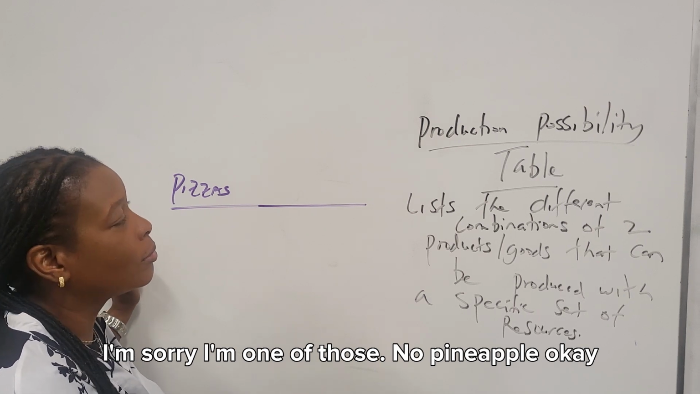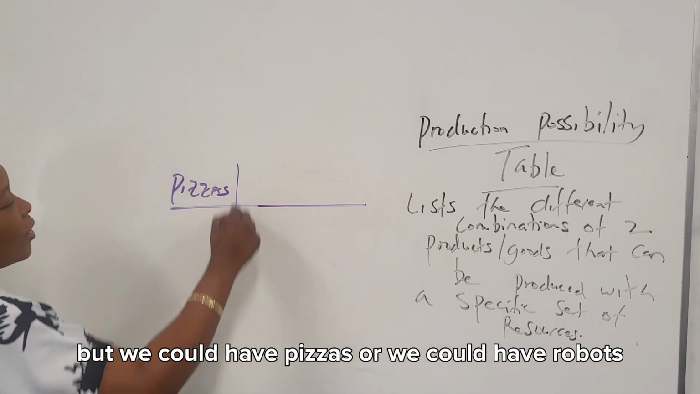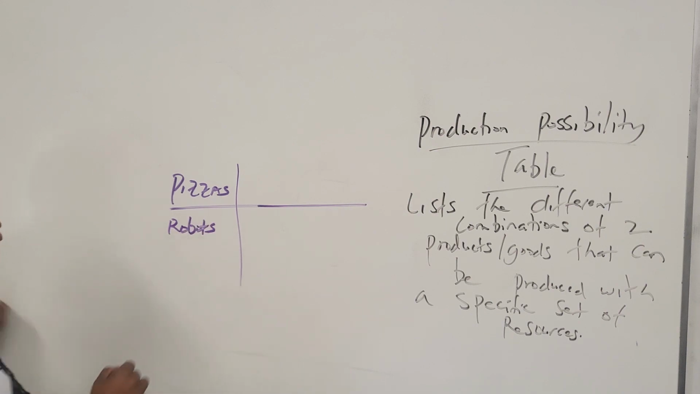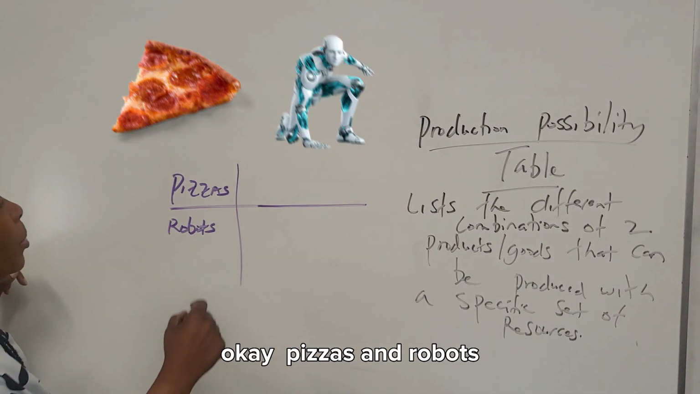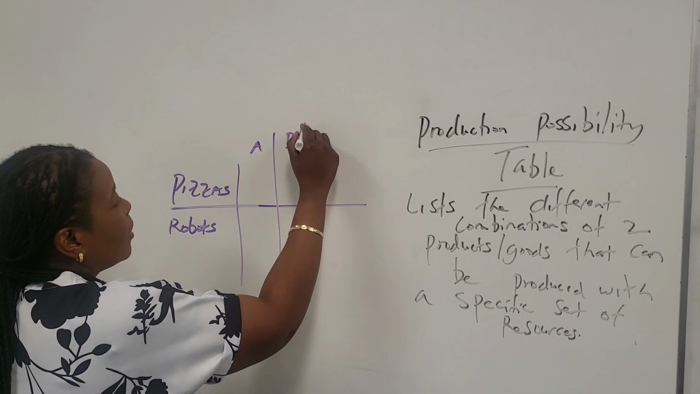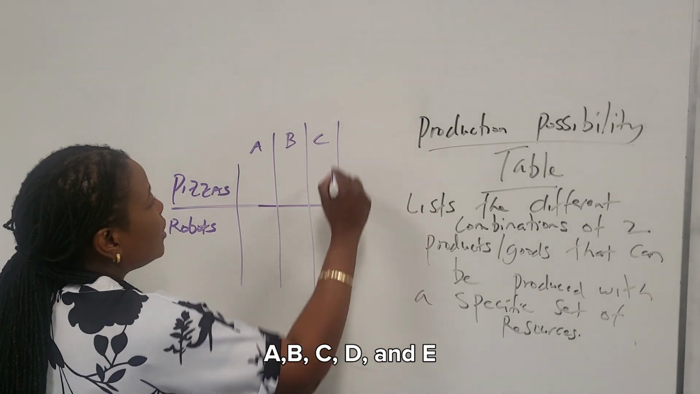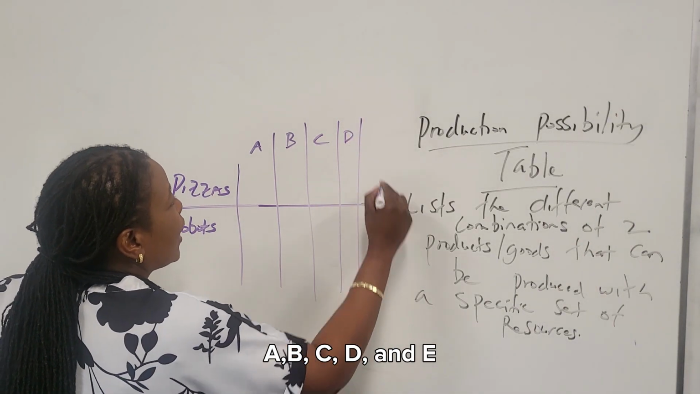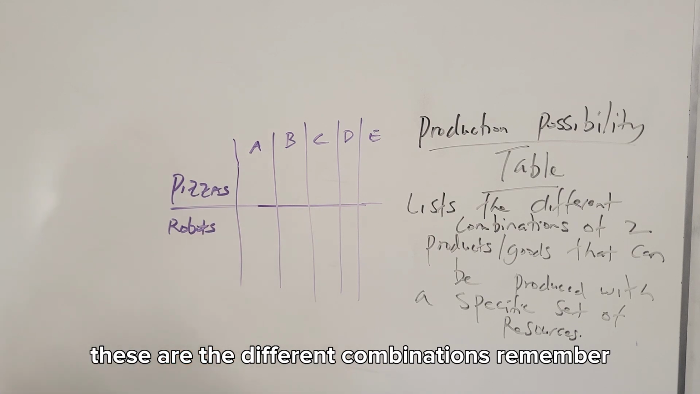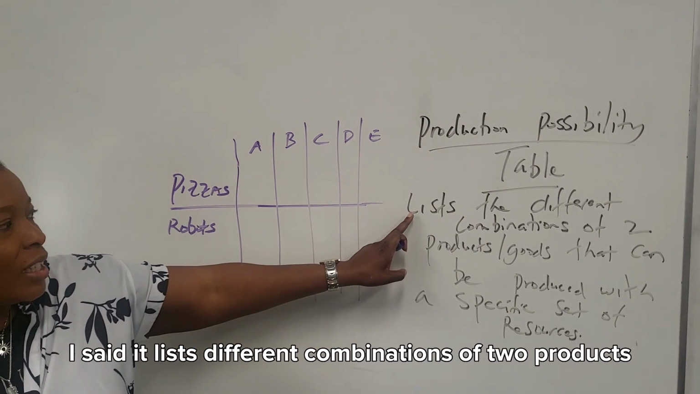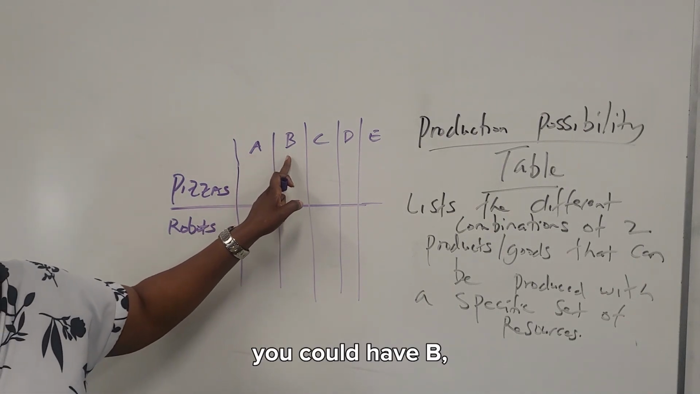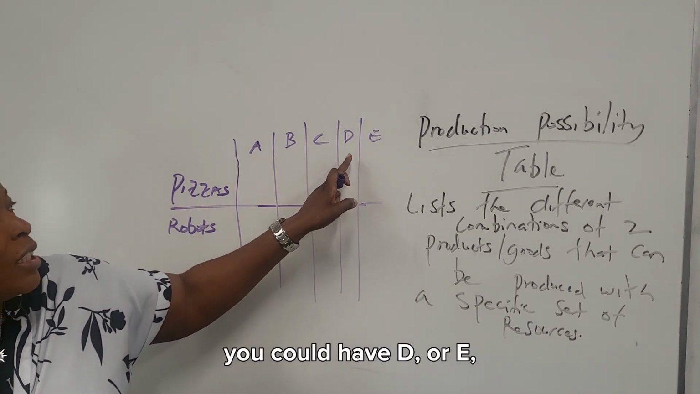No pineapple, okay? So we could have pizza or we could have robots. The pizzas and robots. And let's say these are the different combinations: A, B, C, D, and E. Remember I said it lists the different combinations of two products? You could have A, B, C, D, or E.